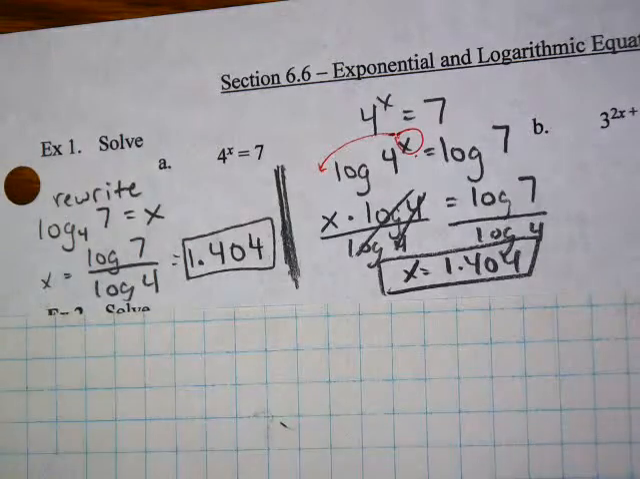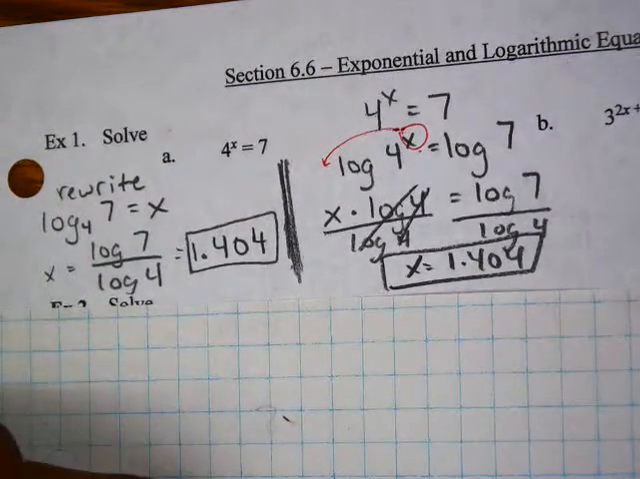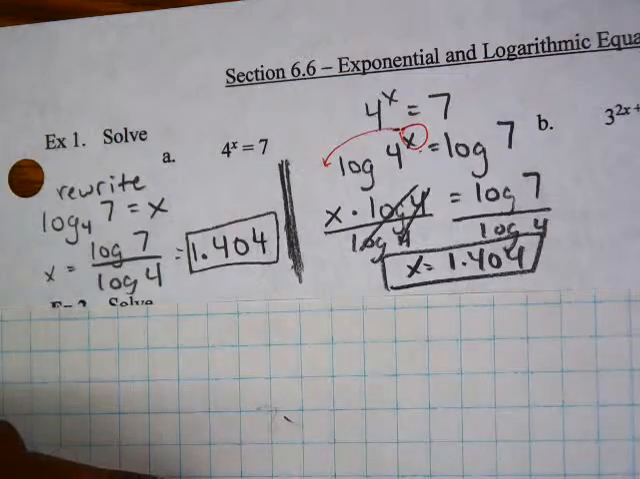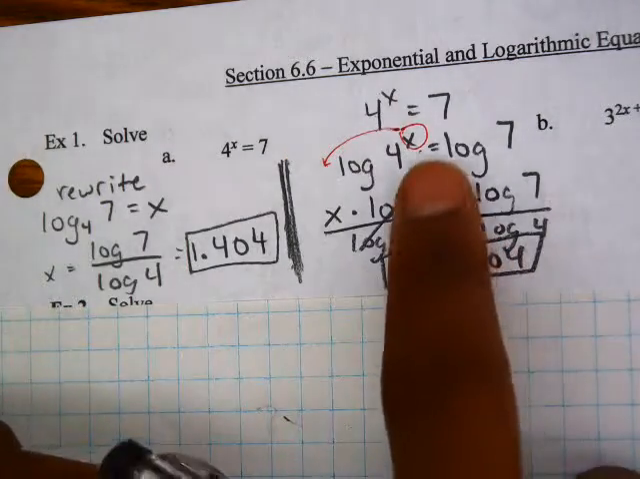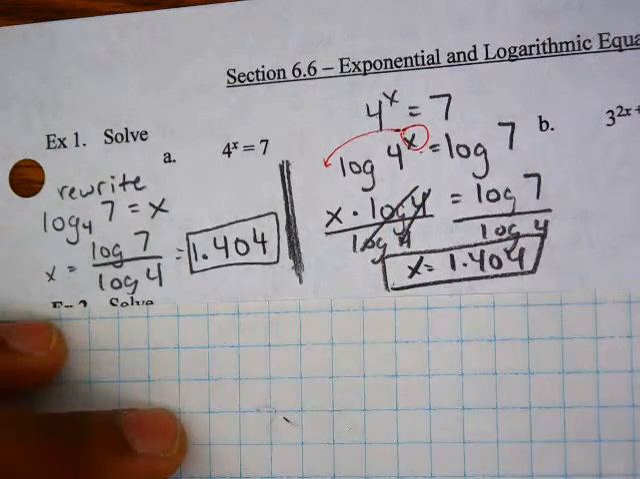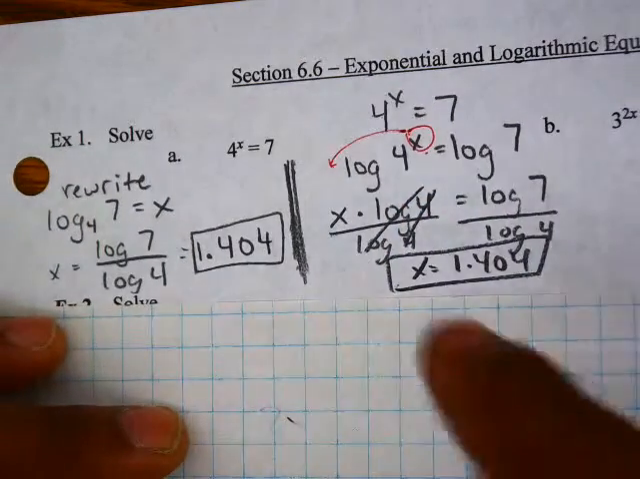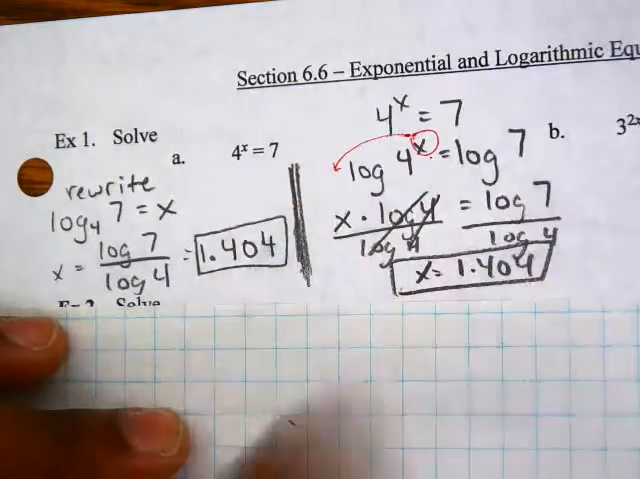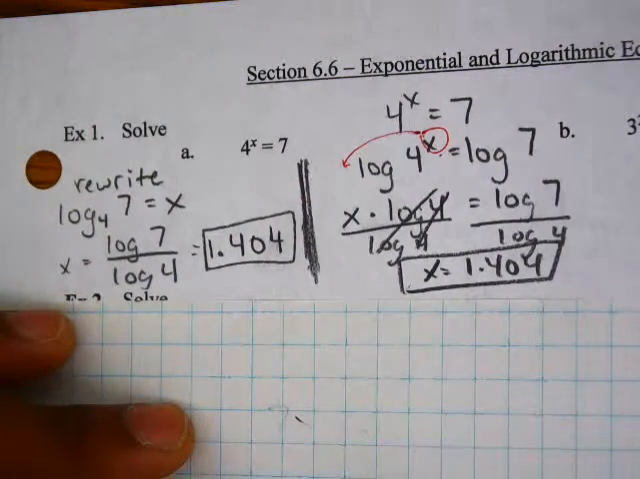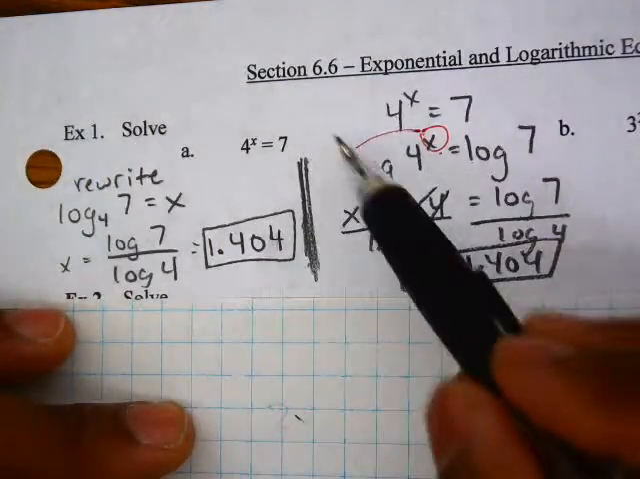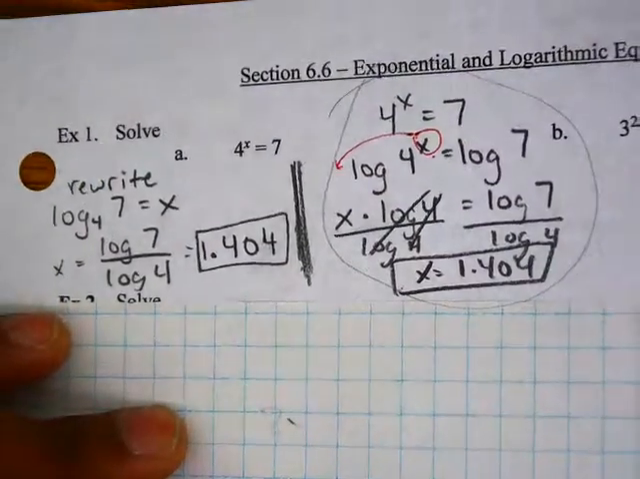If you do it this way, you don't forget which one's on top and the bottom. We had to figure out whether it was 7 on top, 4 on the bottom, and you weren't sure. Doing it this way, you don't have to remember. It just always works out correctly. You take the log of both sides, move any exponents to the front, and divide by whatever log you need to. So from now on, we're going to be doing it this way. Alright?